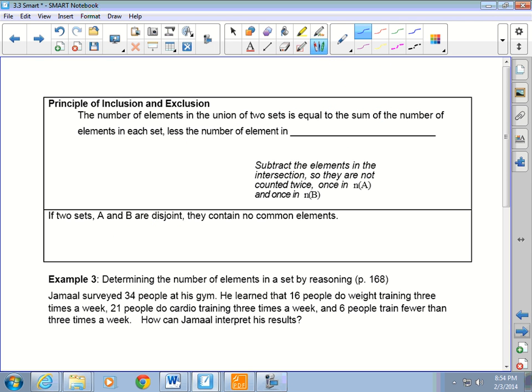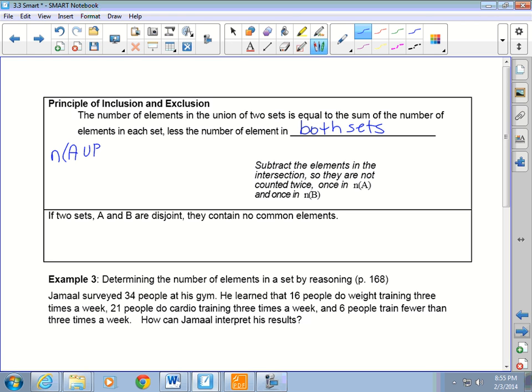Okay, the principle of inclusion and exclusion. The number of elements in the union of two sets is equal to the sum of the numbers of elements in each set less the number of elements in both sets. So that's what we've been doing. When you want to find out how many are in a union of sets, you have to add up both of them minus what they have in common. So that was our little formula like this.